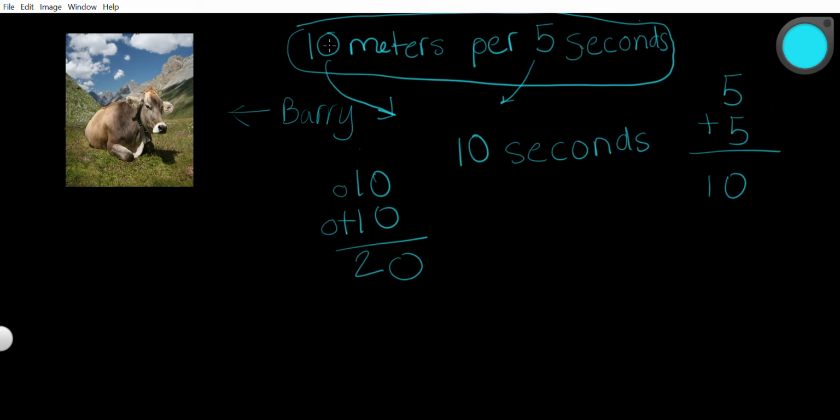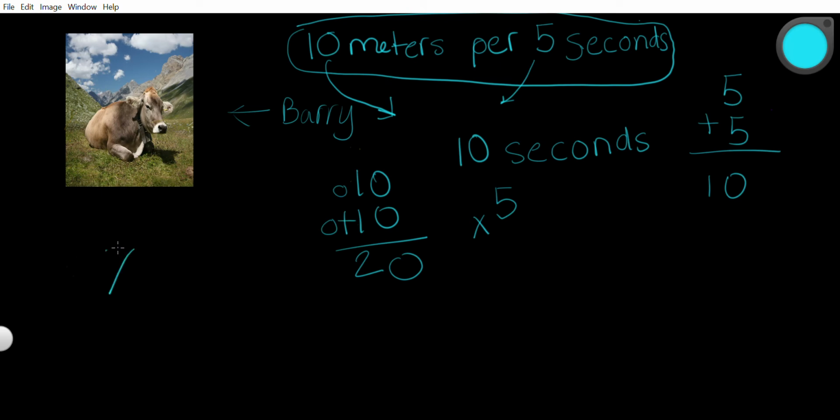So we found the answer. 10 meters is 10 meters, but in 10 seconds, our friend Barry can run 20 meters. I'm sorry for that. Our friend Barry can run 20 meters. And another way you could do it is you could have put it this way: 5 multiplied by 2.